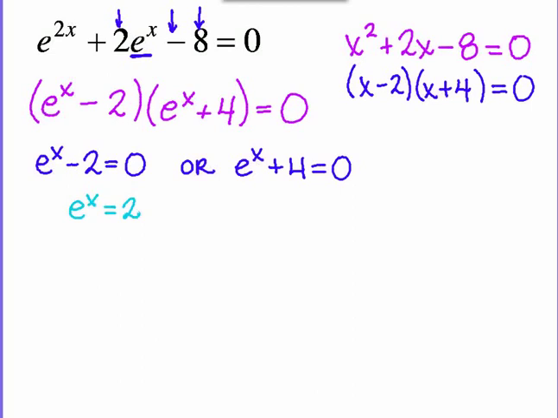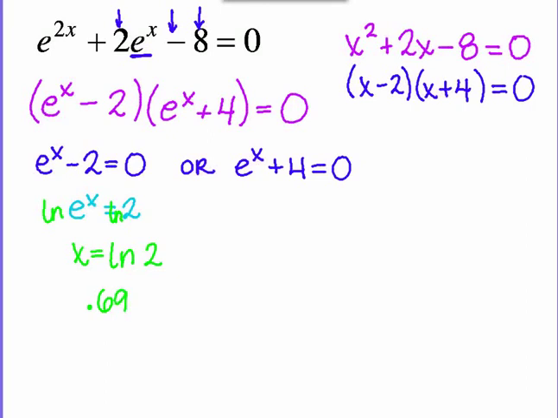Now what do you do? Take ln of both sides. Yep, ln. So x equals, first answer will be ln of 2. What does that come out to be? 0.69. Okay.